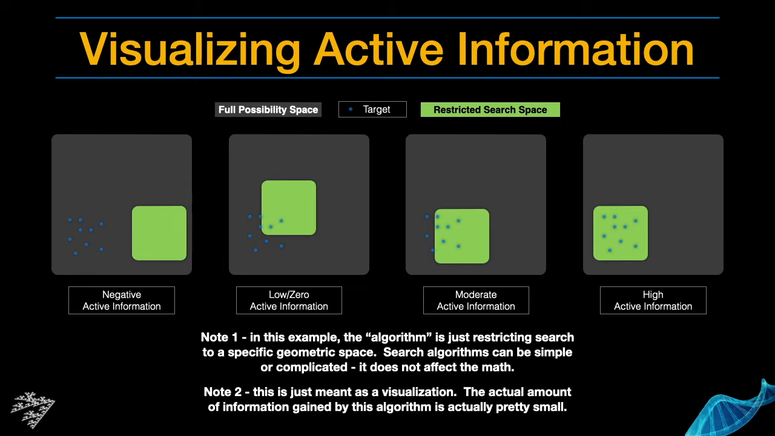If our restricted search space lines up largely with the targets, that's moderate active information, and if we're right on the targets, that's high active information.